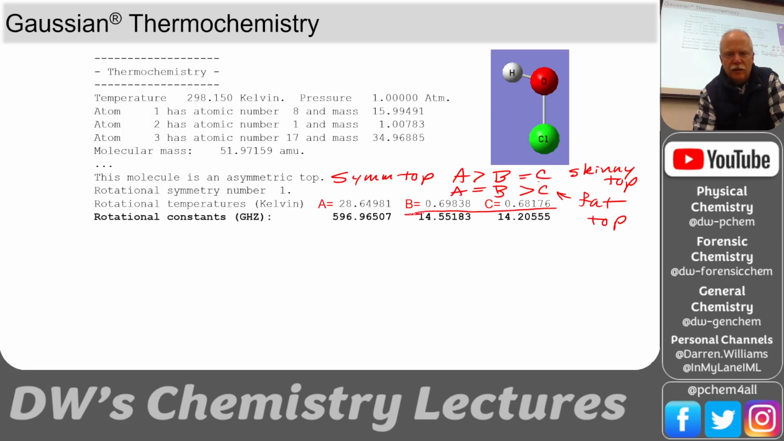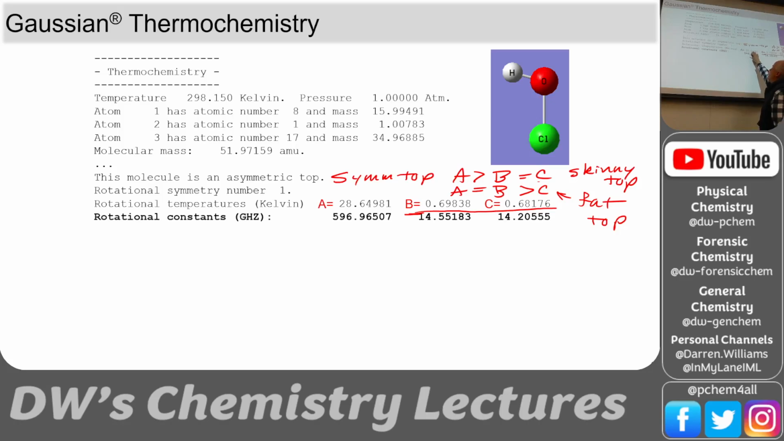And that's kind of interesting. So A is greater than B and B is almost equal to C. So this is almost what we call an accidental symmetric top, right? It's very close to being symmetric. Can you tell from those rotational constants here?